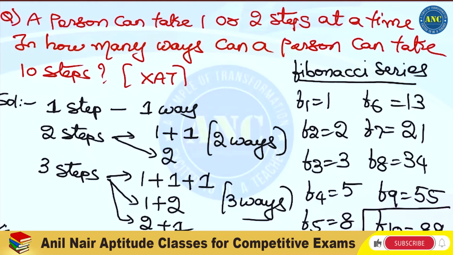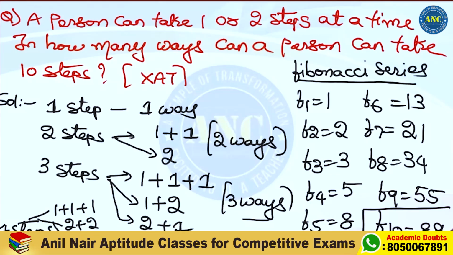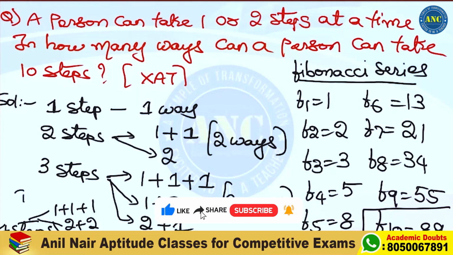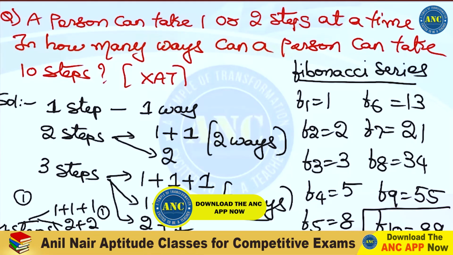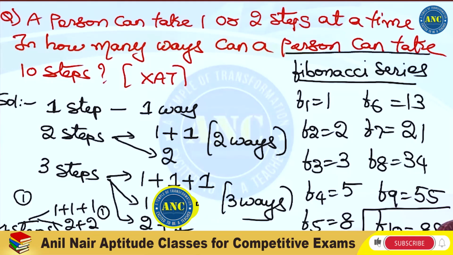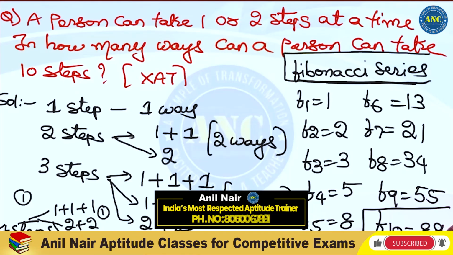Or you can check whether you are getting 5 ways by taking 4 steps. 4 means 1 plus 1 plus 1 plus 1, one way. Or it can be 2 plus 2, one way. Or it can be 1 plus 1 plus 2. 3 numbers are there, 2 are identical, 3 ways. Total 5 ways. A beautiful application of Fibonacci series problem.